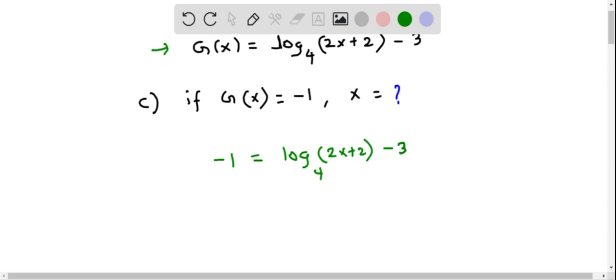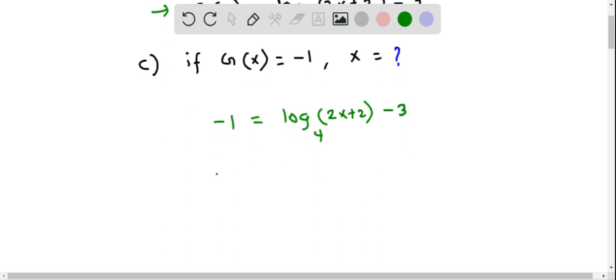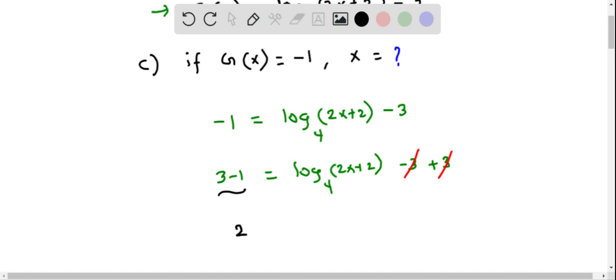Now I add 3 to both sides. So 3 minus 1 equals log 2x plus 2 base 4 minus 3 plus 3. This negative 3 plus 3 cancels and 3 minus 1 is 2. So I write 2 equals log 2x plus 2 base 4.